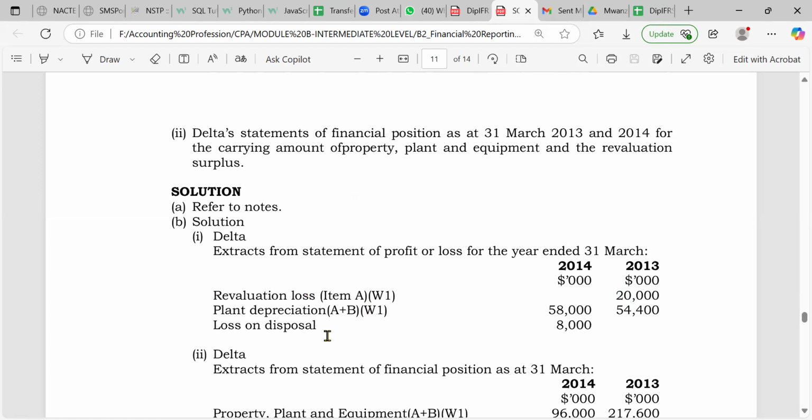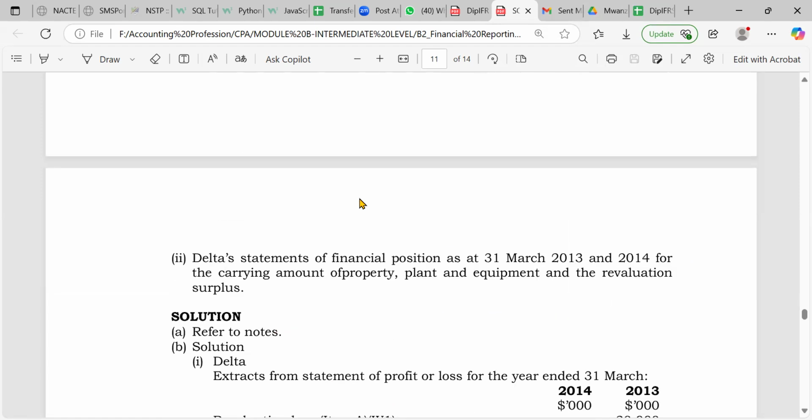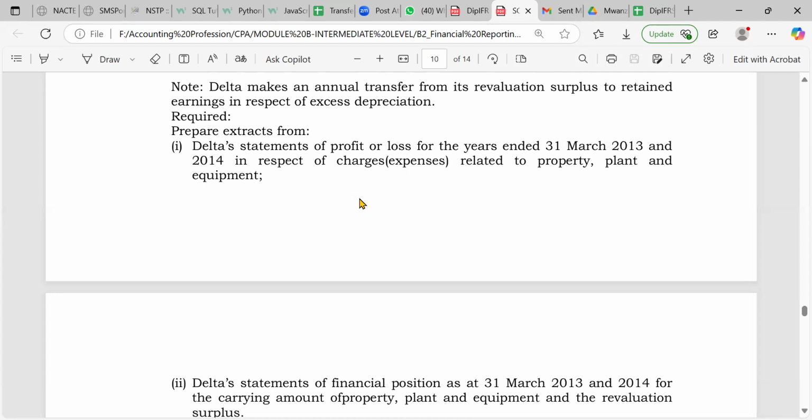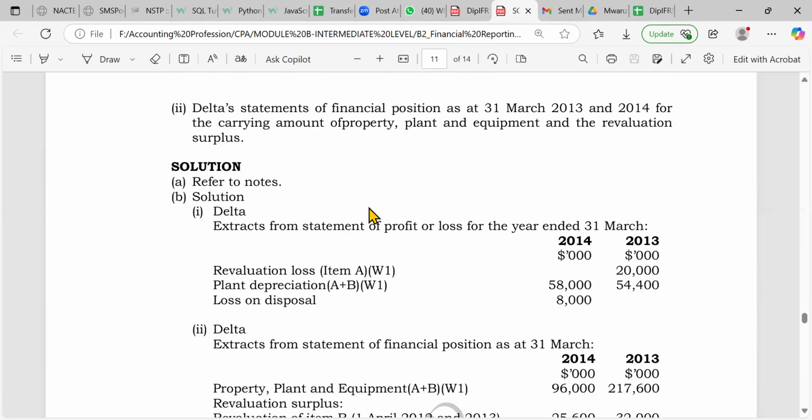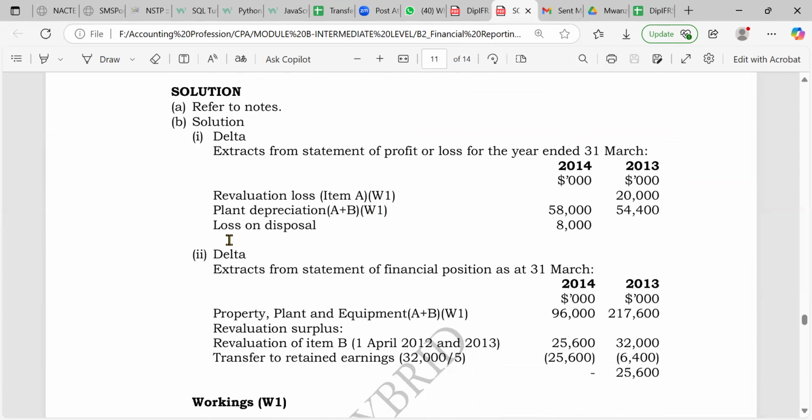We should have written it down here, but the question did not want to specify anything on revaluation, on other comprehensive income. It said in respect of charges or expenses, we are only dealing with expenses, right? Although, if we just wanted the income statement overall, we would have added a heading here, other comprehensive income, and you would have put the revaluation gain there, right? But we haven't done it just because it hasn't been asked.